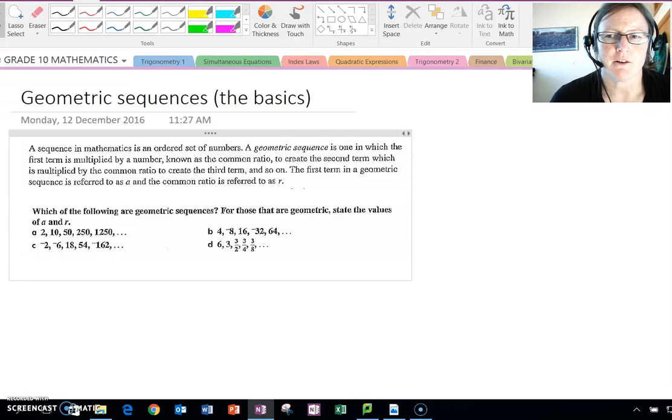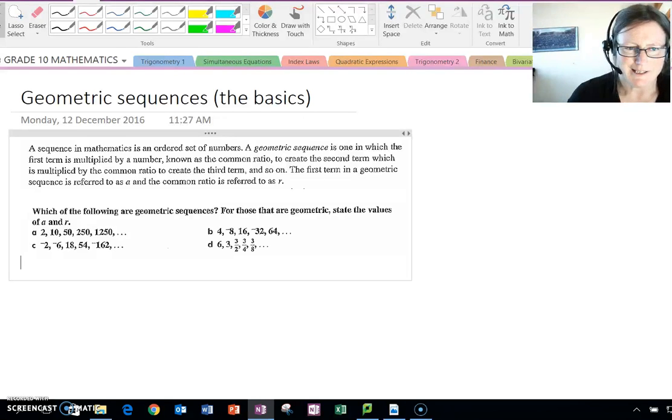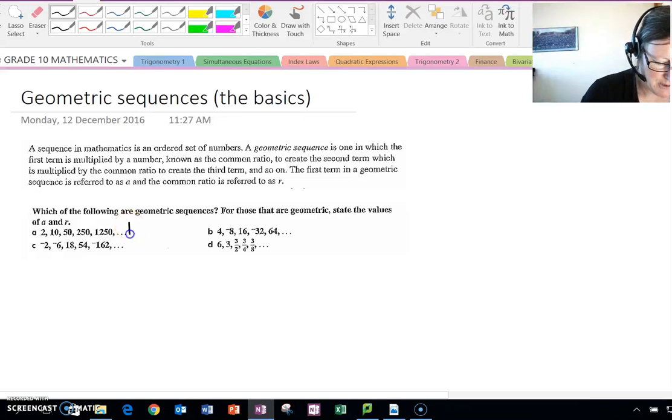Okay, we've looked at arithmetic sequences and we're now going to look at geometric sequences. So what is a geometric sequence? A geometric sequence is one in which the first term is multiplied by a number known as the common ratio to create a second term, which is multiplied by the same common ratio to get the third term, and so on. So we're going to look at a specific example to explain it, and this will be this first one here.